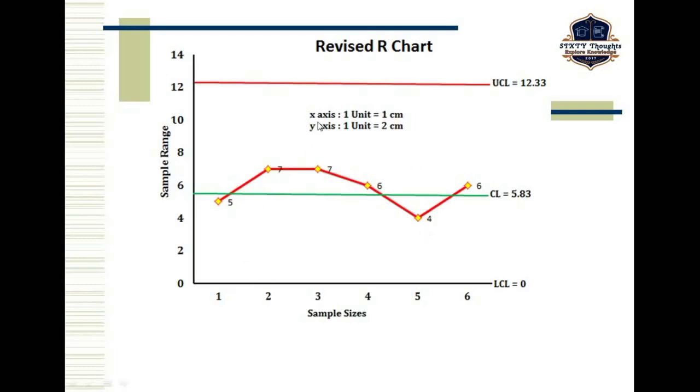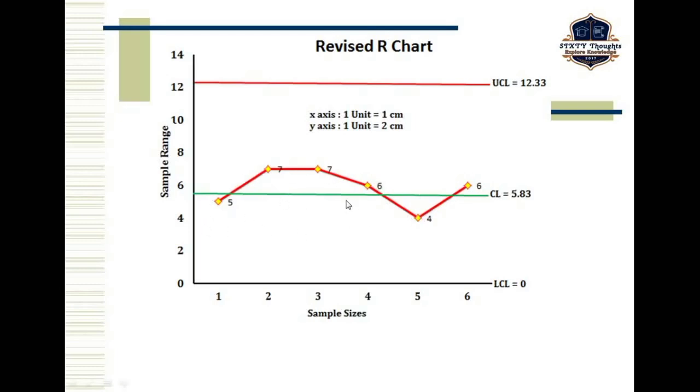We consider on the x-axis 1 unit equal to 1 centimeter, and on the y-axis 1 unit equal to 2 centimeters. Sample 1, sample range value 5. This is the point. Second point, sample 2, range value 7. Likewise, we get the remaining values. After that, connecting all points, you get one graph.